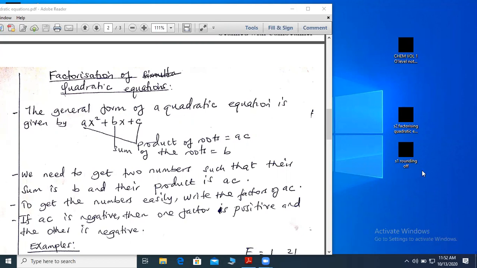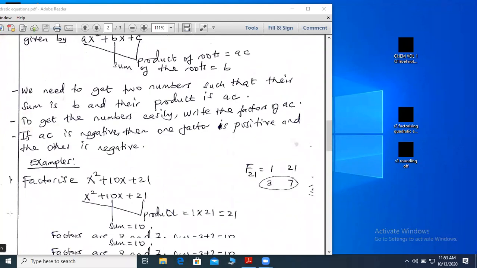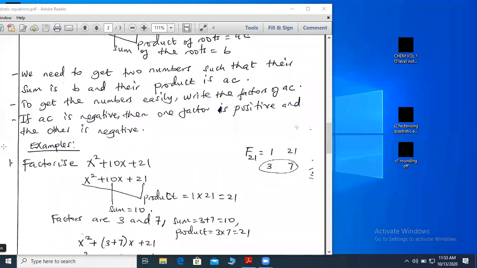Let us look at examples, but I want you to pay attention. This mouse of mine is disturbing me. Okay, we are supposed to look at examples.